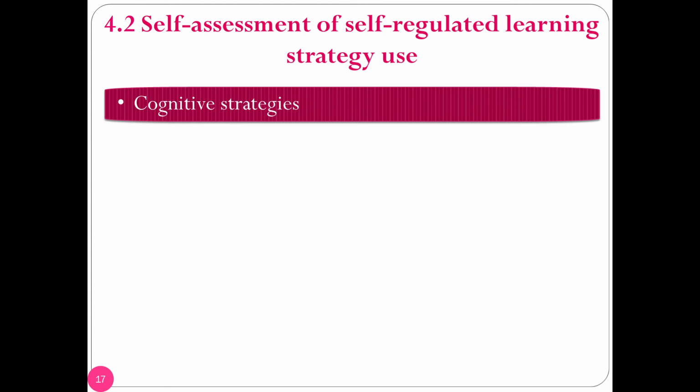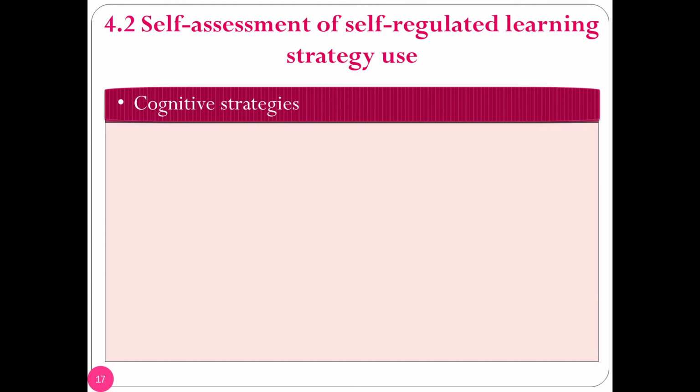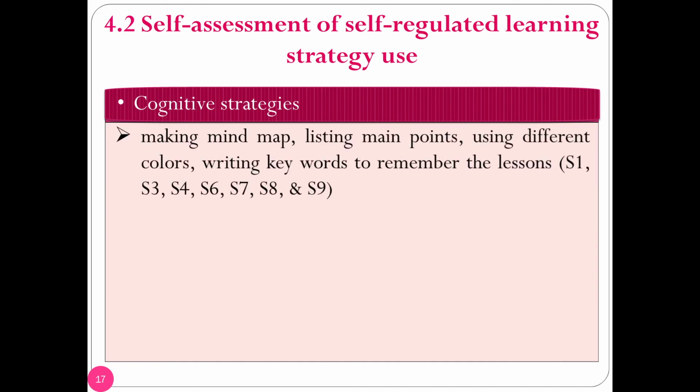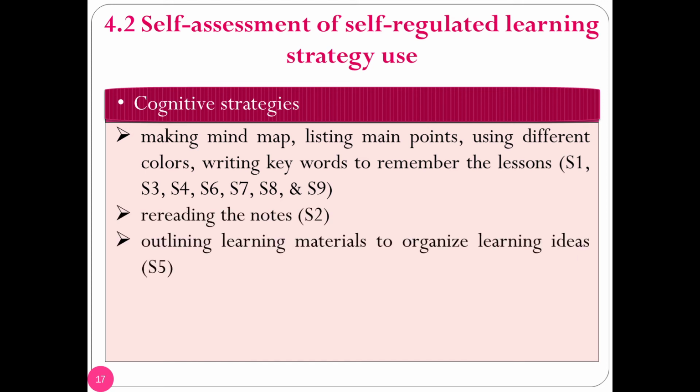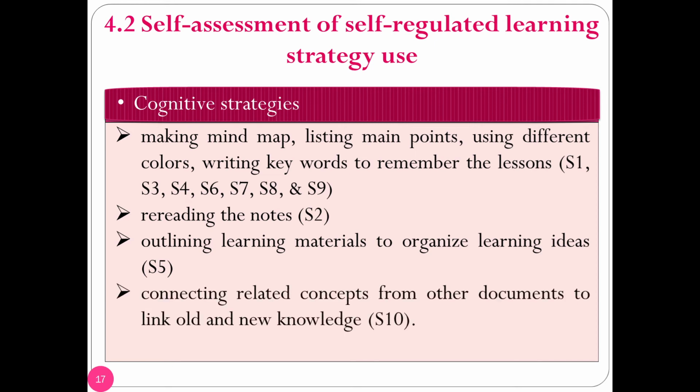With cognitive strategy, students found some ways to remember their lesson by making mind map, listing some main points, using different colors, writing keywords. They also used other strategies such as rereading the notes, outlining learning materials to organize learning ideas, or connecting related concepts from other documents to link old and new knowledge.